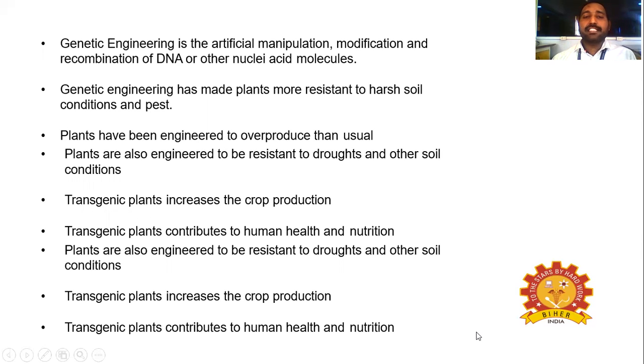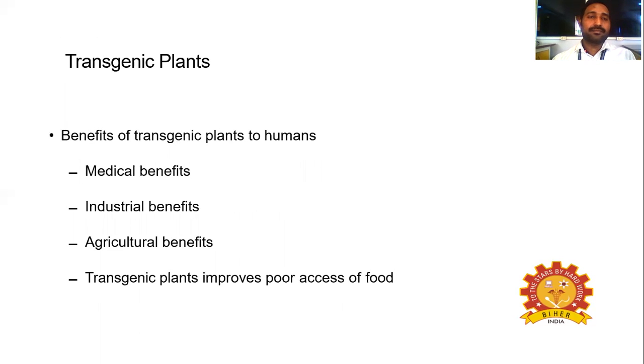Transgenic plants can increase crop production, and they can contribute to human health and nutrition. So we have these transgenic plants, which again increase crop production, and finally this can give rise to improved human health and nutrition.